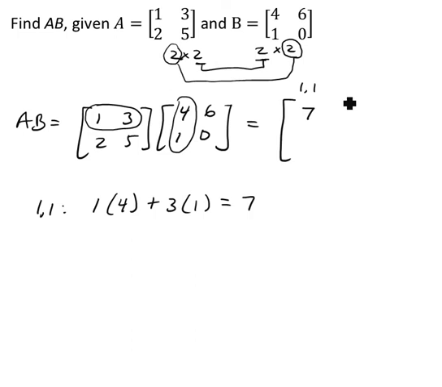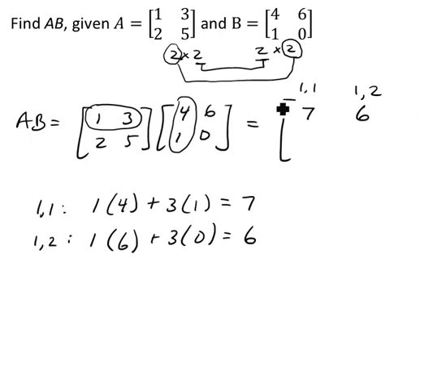Okay, just moving to the right there, we're still in the first row, but now the second column. So that tells me to use the first row of A with the second column of B, so the 6, 0 column. So my first row of A, I'm still going to use a 1 there, times 6 plus a 3 times 0. And that'll give me 6.